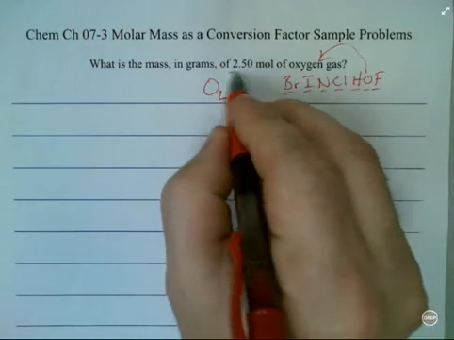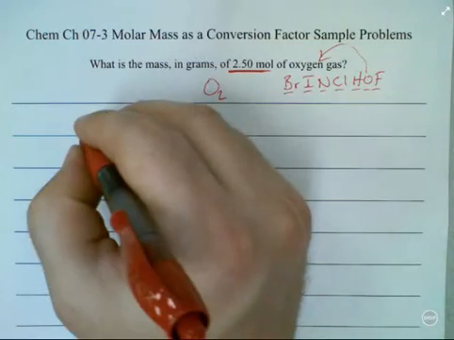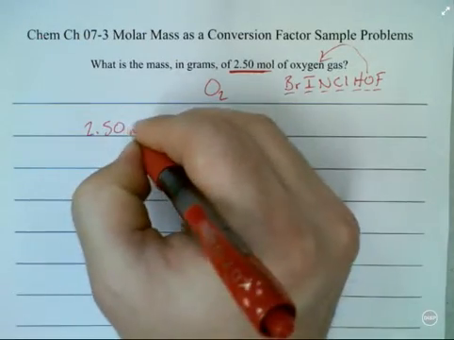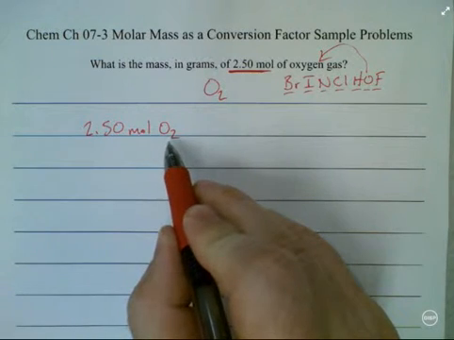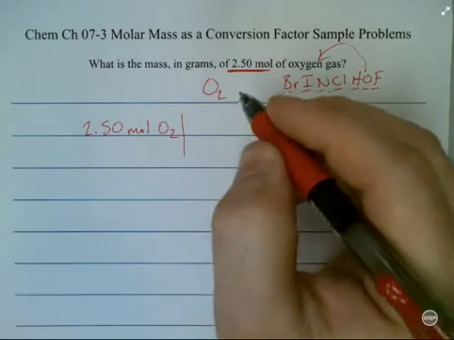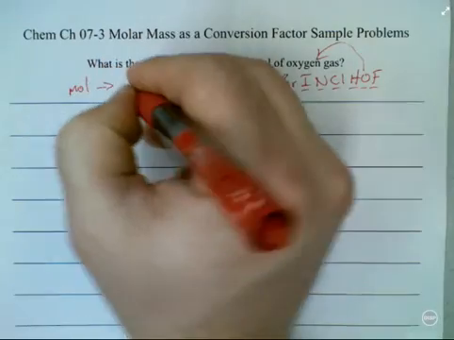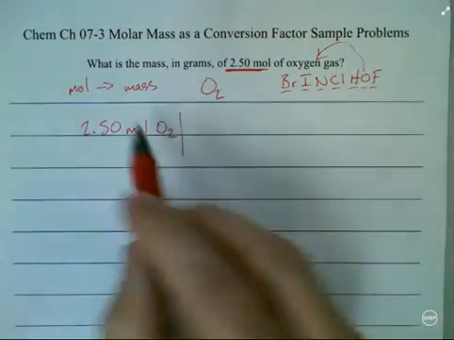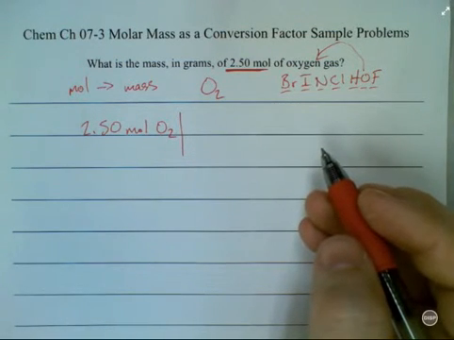So the next thing I want to do is recognize that 2.50 moles of this O2 is the bit of information that the question has given me. So I will start with 2.50 moles of O2. And yes, I strongly suggest that you include labeling the species about which you are talking or that you're looking to convert. Now, my conversion here is going to be going from moles to mass. So the thing that connects both of these is molar mass. So I'll need to calculate the molar mass of O2.